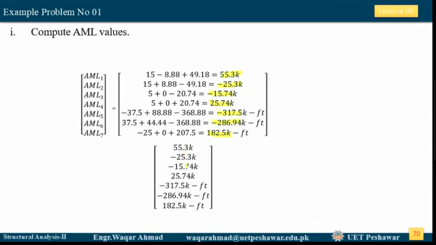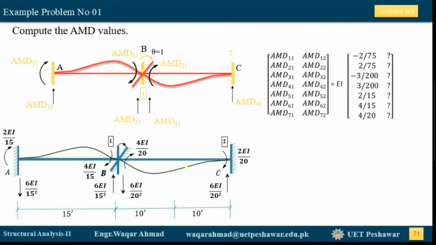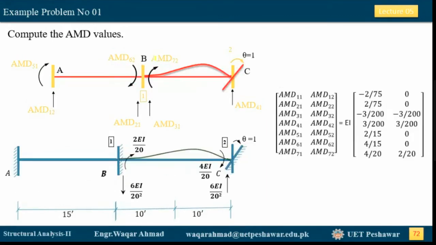This one. Now we need to find the AMD matrix. There is no change in the AMD matrix. It is exactly as we did in the previous problem. So what you need to do is find these fixed-end induction values corresponding to your AM1 up to AM7, and these values should come first from unit rotation at coordinate 1, and then unit rotation at coordinate 2. Now this becomes our AMD matrix.